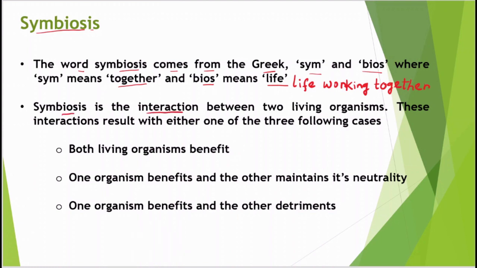Symbiosis is the interaction between two living organisms. These interactions result in one of the three following cases. The first one, where both living organisms benefit. Second, one organism benefits and the other maintains its neutrality. And third, one organism benefits and the other is harmed.